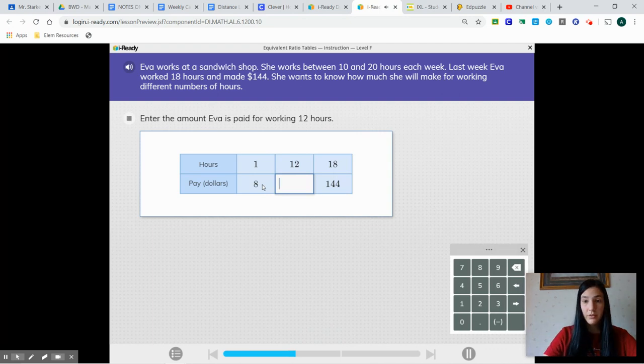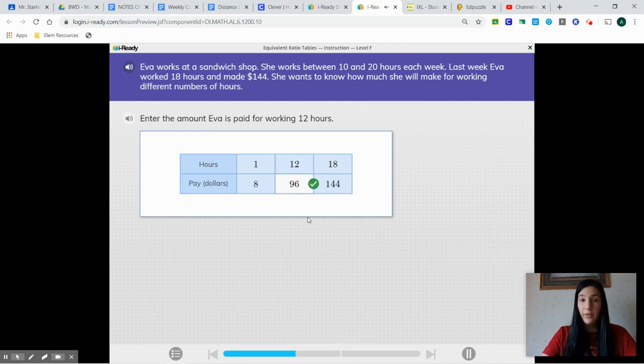Enter the amount Eva is paid for working 12 hours. So now we're going to use the 8 to help us with the rest. I know this looks like a calculator, but it's a little tricky. It's not just for you to type in your numbers if you're not using the keypad on the side. So we're going to do 12 times 8 to figure out how much money she makes after working 12 hours. So 12 times 8, hopefully we know, gives us 96. If not, please use your calculator.